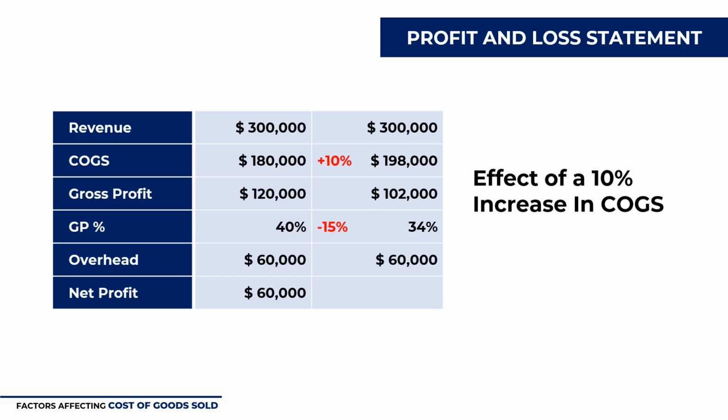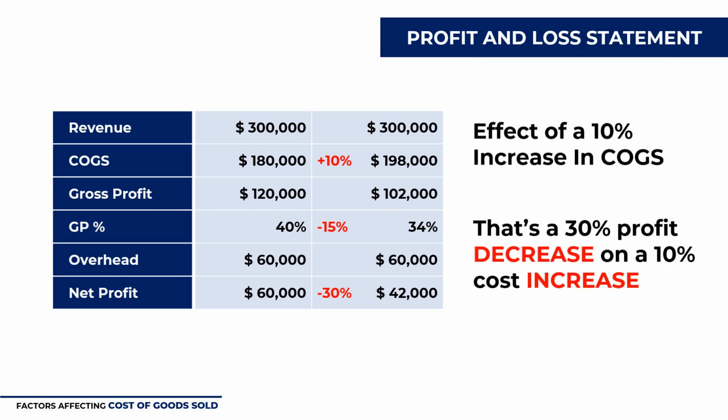Our bills are our bills, so overhead stays at $60,000, but our net profit tanks from $60,000 to $42,000. That's a jaw-dropping 30% decrease. That's a 30% profit decrease on a 10% cost increase. Again, this example demonstrates the major impact small cost increases can have on the profits of small business owners. So the question again is, how well are you monitoring your cost?